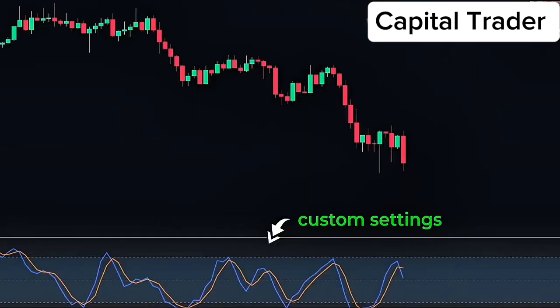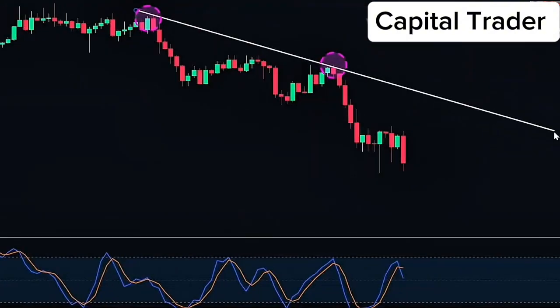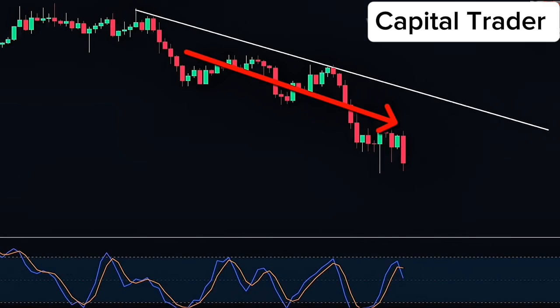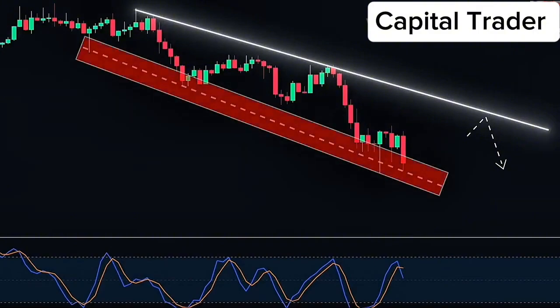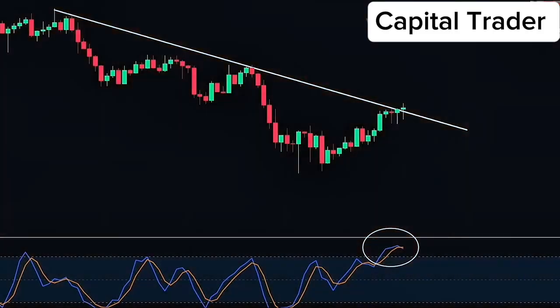In this chart too, we have our stochastic settings already applied. Now we'll draw a trend line connecting these swing highs. As we can see, the trend is downward. So we'll wait for the price to come up to this trend line and bounce down. We'll take a short trade here, so we don't need the lower trend line. The price gradually approaches the trend line, and its lines also cross the overbought level.